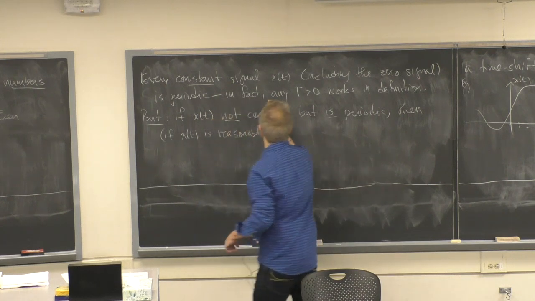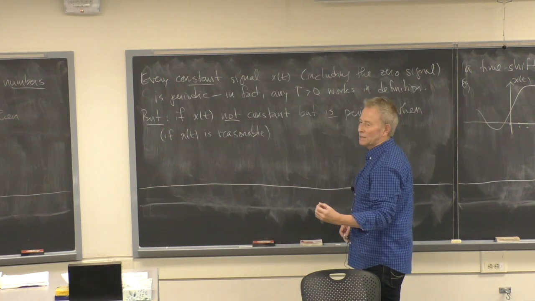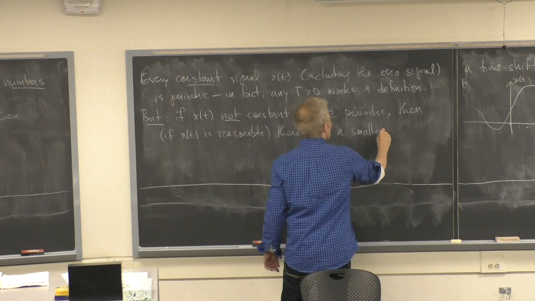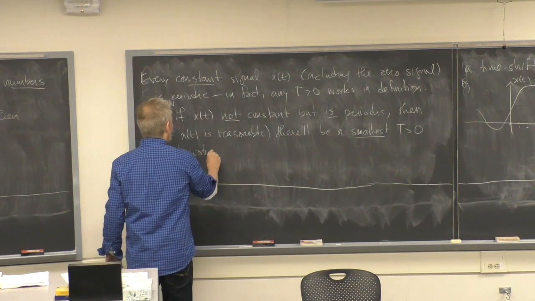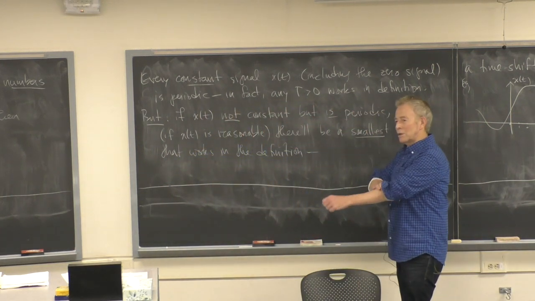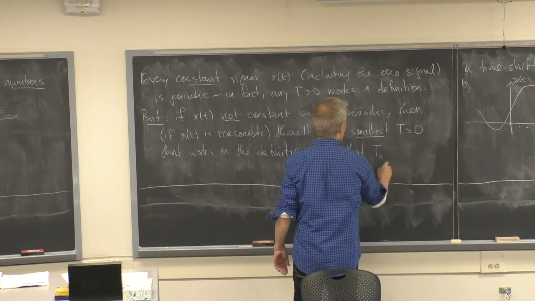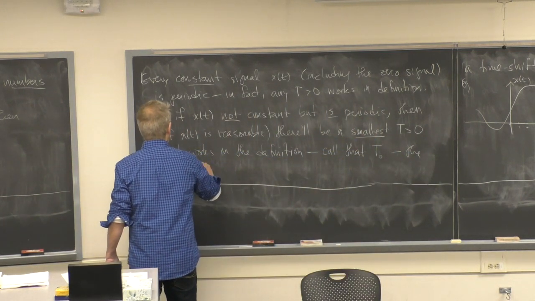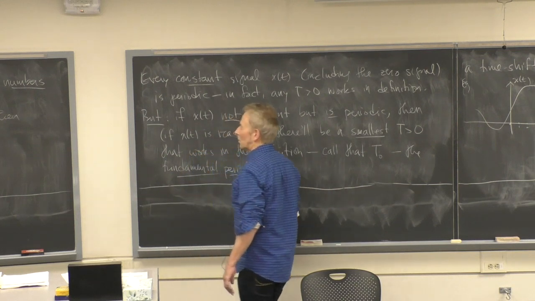if x of t is reasonable, it's not going to be true that any t bigger than 0 works in the definition. In fact, it's not even going to be true that arbitrarily small t's work. There's going to be a smallest t bigger than 0 that works in the definition of periodicity. And we call that t0 the fundamental period of x of t. And we're going to do some examples in a sec.